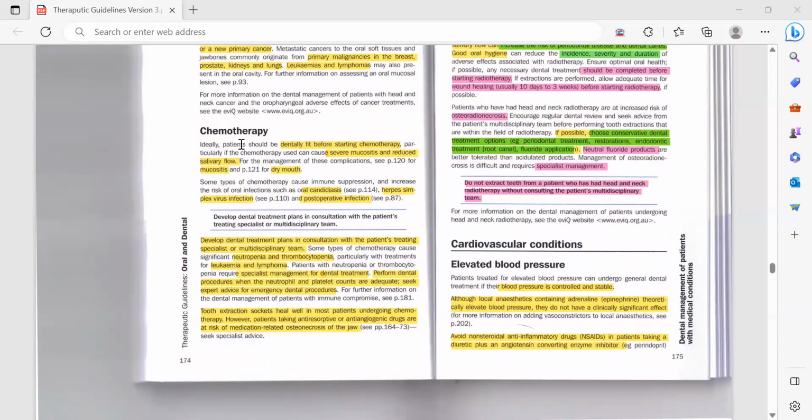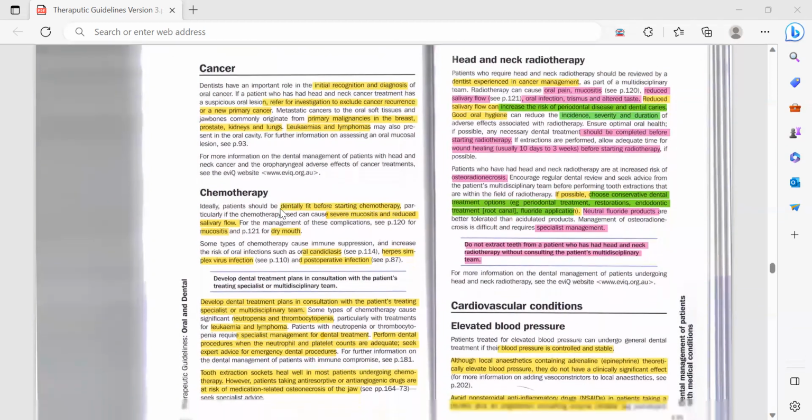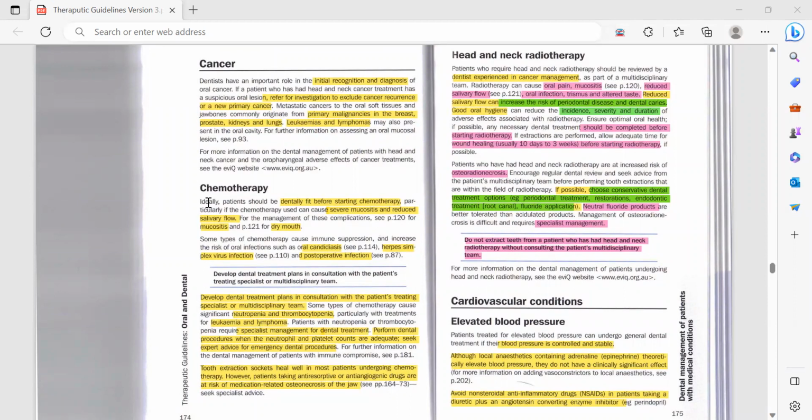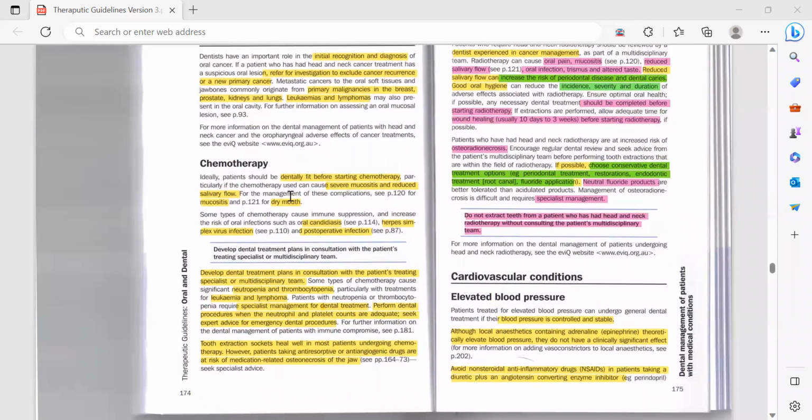Then chemotherapy, because these cancer patients would be taking either chemotherapy or radiotherapy for treatment. So how do we need to change our management accordingly? Ideally, patients should be dentally fit before starting chemotherapy. As we read in the previous topic, before starting any anti-cancer drug, such as anti-resorptive or anti-angiogenic drugs, it is a good recommendation to make the patient dentally fit, particularly if the chemotherapy used can cause severe mucositis and reduced salivary flow, which means dry mouth. For the management of these complications, we have already read how to manage mucositis and dry mouth in the oral mucosal lesion topic.